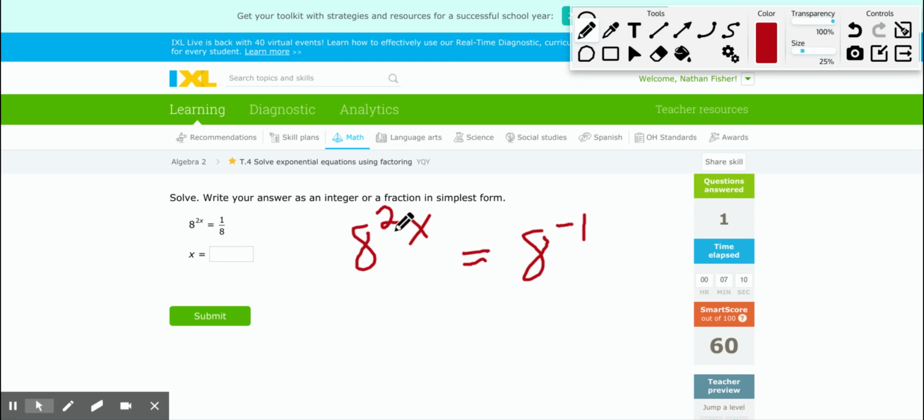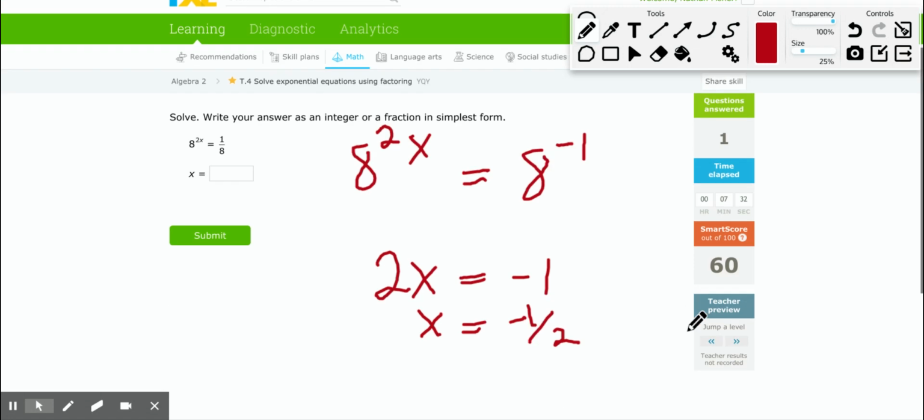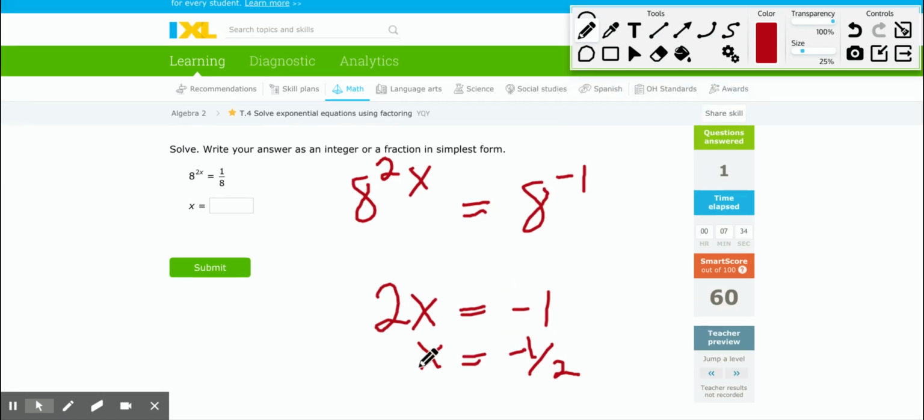Now, I still don't have anything extra to distribute up here, so I can jump to my third step of setting the exponents equal. 2x equals negative 1, and then solve for x. If I divide both sides by 2, I get x equals negative 1/2. I think that's out of the screen a little bit for you guys there. There you go. And then that would be our answer. So that's the process to take away here.